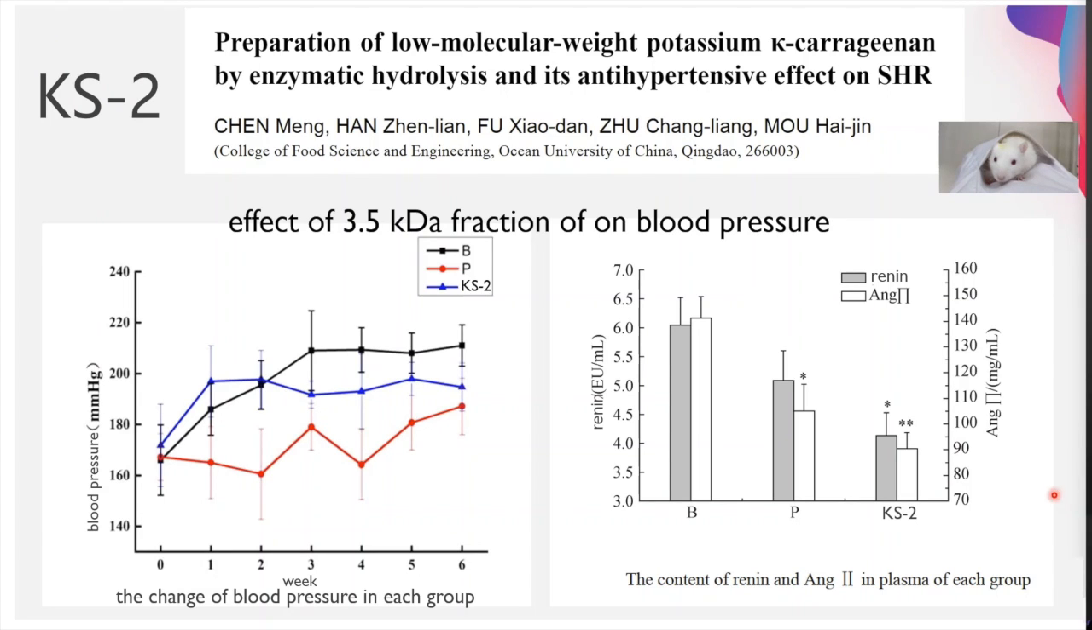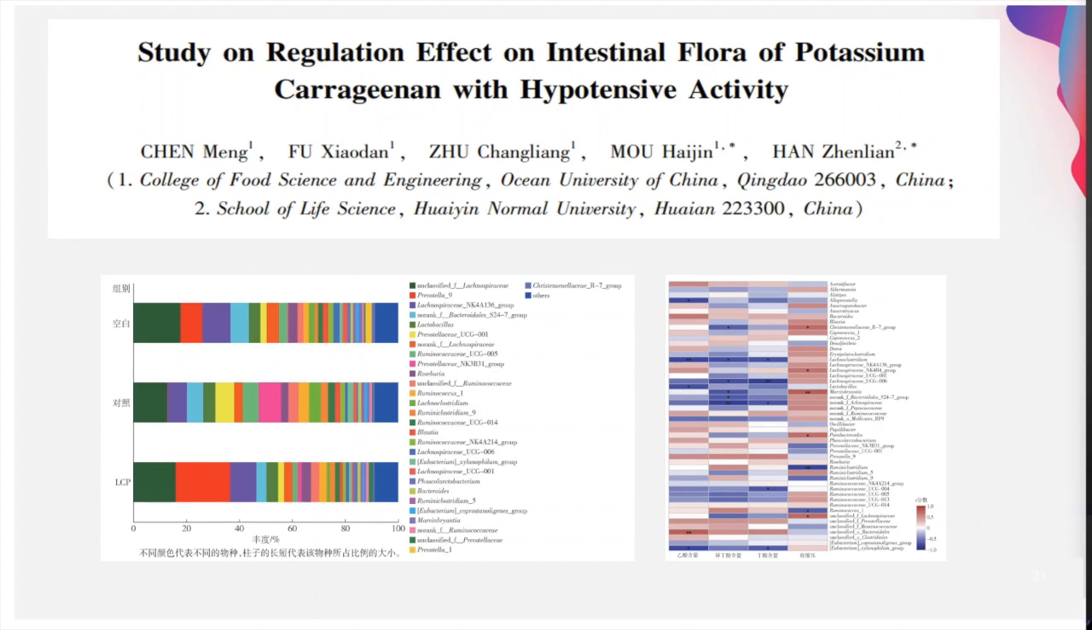And the effect of the 3.5 kilodalton fraction on blood pressure was studied in vivo. The results show that KS2 had a sustained antihypertensive effect on rats by reducing the levels of renin and angiotensin II. Then, in order to study the antihypertensive mechanism, the effect on intestinal health, referring to intestinal flora regulation and short-chain fatty acids, was studied, and the results indicated that the 3.5 kilodalton fraction can regulate the intestinal microbiota in hypertension.